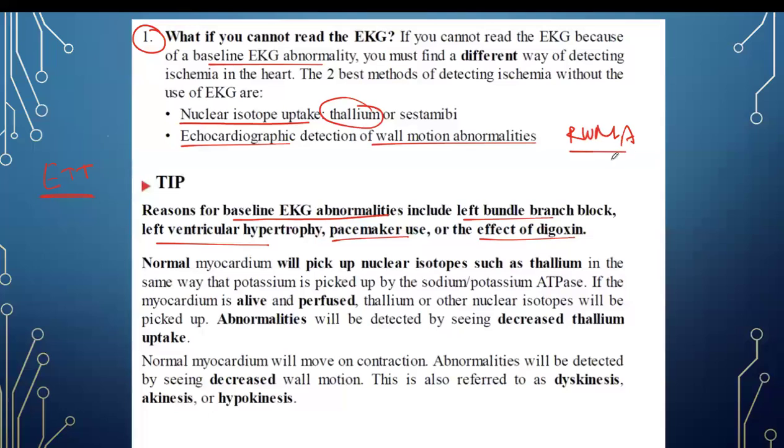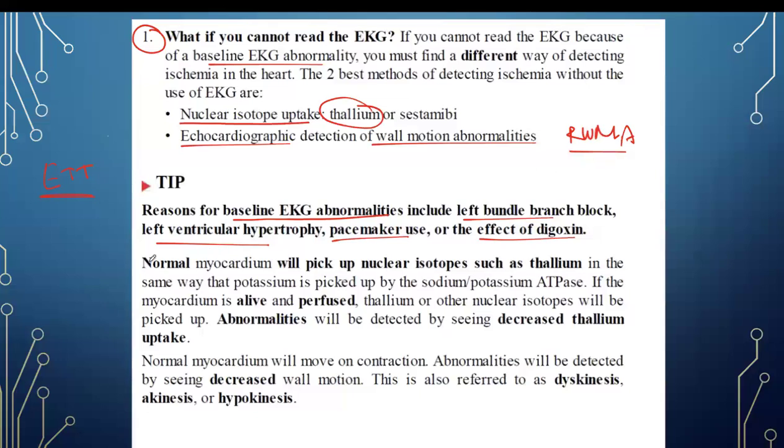Again, if your patient is able to exercise and doesn't have any baseline ECG problem, in a stable angina patient you would do the ETT. But if there is a baseline ECG problem, then your next step to find out if the patient has any ischemia is to do either a thallium scan or a nuclear scan, or you do an echocardiogram.